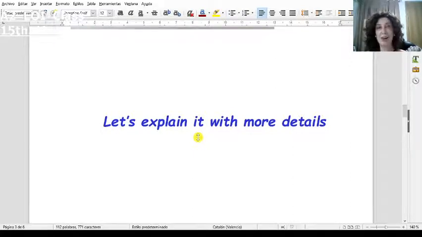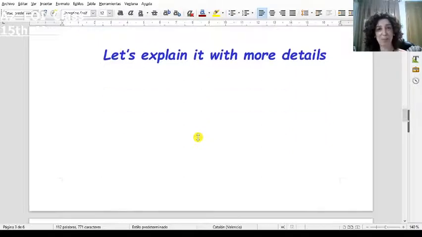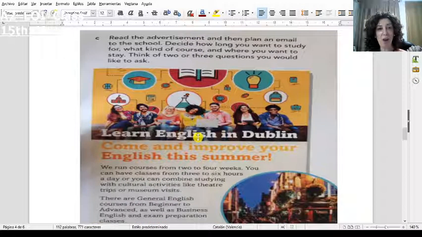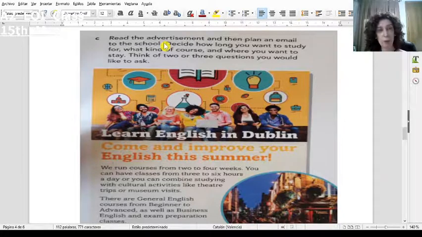Write a formal email. And here you have the example in your book. It says, read the advertisement, per tant, així heu de respondre a un anunci que heu vist. And then plan an email to the school. Decide how long you want to study for. Podeu dissenyar a veure quant de temps voleu quedar-se.